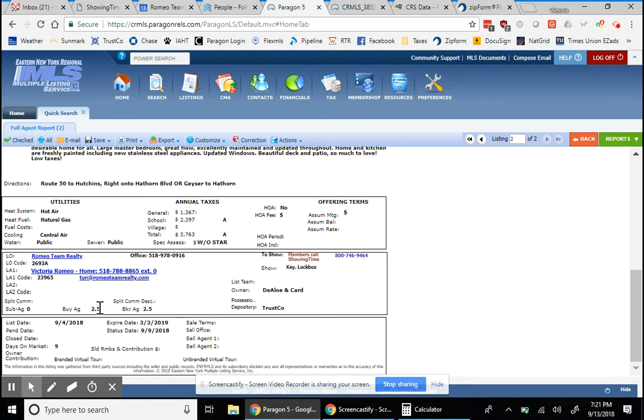I've been successful in certain situations where I've seen that the compensation is 2%, and I write in the offer, we're requiring that 2.5% be paid to our side. And sometimes with an acceptable offer, the seller's agent and the seller will accept. It is a negotiation. Commission is 100% negotiable in New York State.